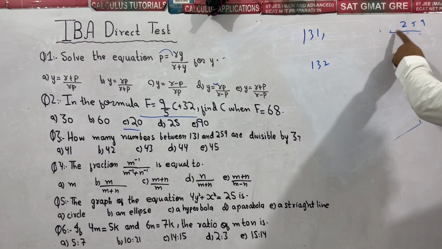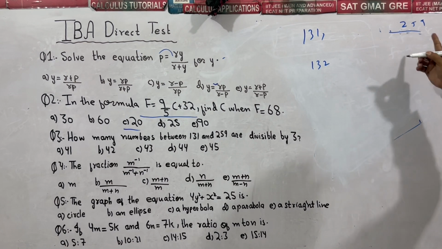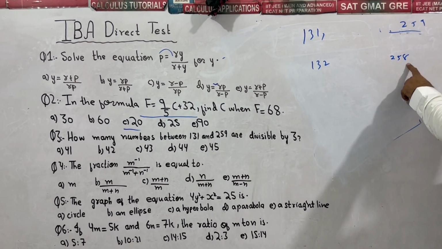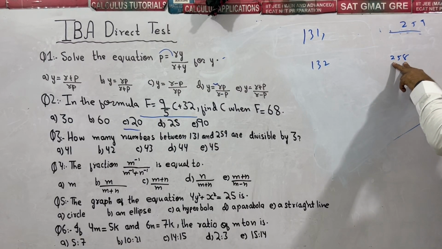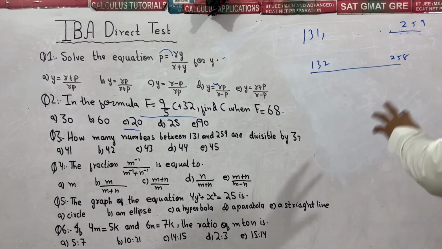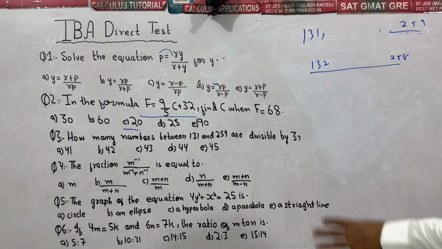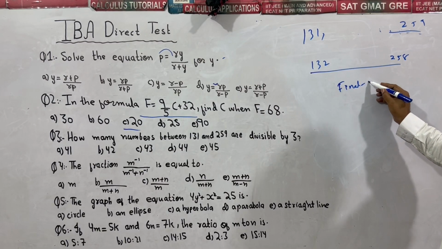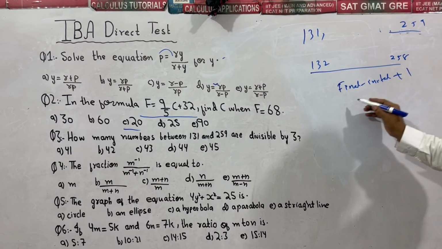Okay, look at 259: 2 plus 5 plus 9 is 16. 16 is not divisible by 3. So diminish by 1, it will become 258. 2 plus 5 plus 8 is 15. The sum of the digits is divisible by 3, so this number is also divisible by 3. Now, we have to calculate how many numbers from 132 to 258 are divisible by 3. Really very easy. Final minus initial, divided by the common difference, plus one.